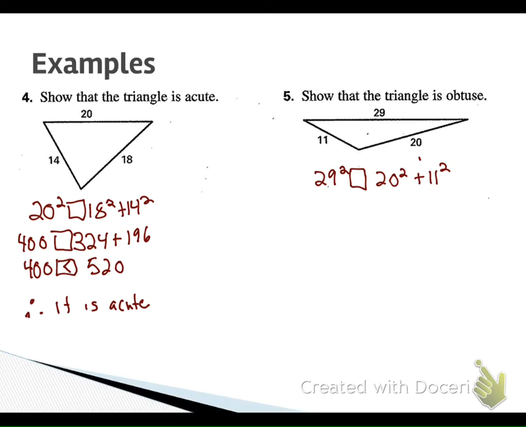841. Say it one more time. 841. Box. 400 plus 121. 841. Box.